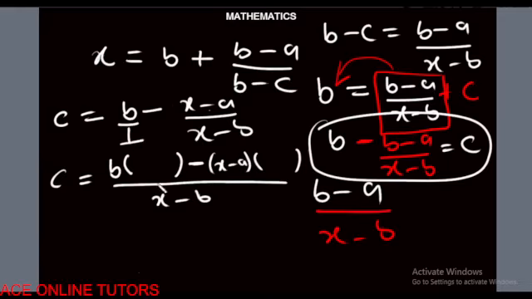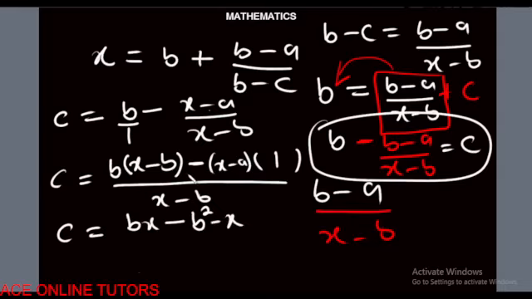So how many 1 can you find in x minus b? That is x minus b. Then how many x minus b can you find in x minus b? That is 1. So you put your 1 here. So this will become c equal to, if you open this bracket, b times x gives you bx, then minus b times b gives you b squared, then minus times x gives you minus x, then minus times minus a gives you plus a. So everything divided by x minus b.